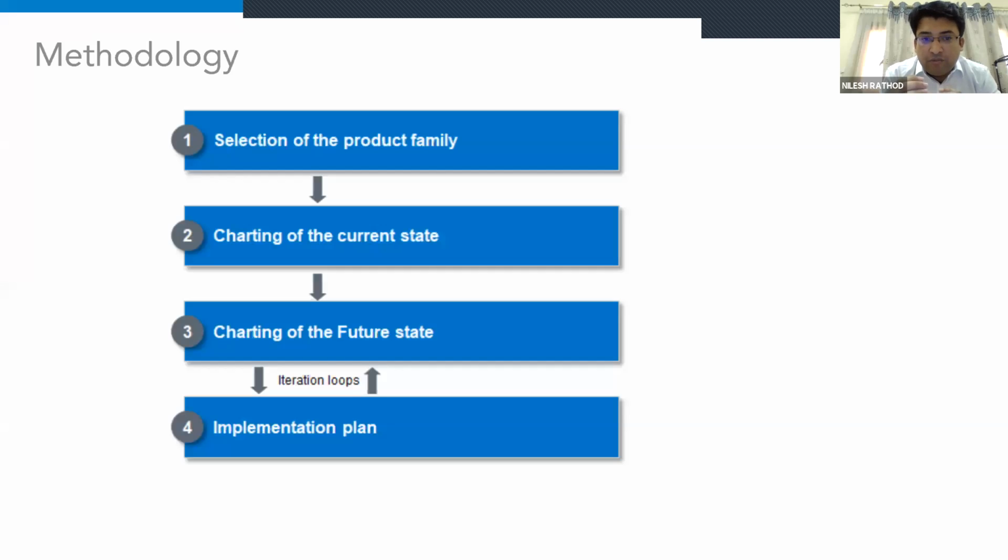Fourth, in moving from current state to future state, there are so many opportunities, so many gaps, so much wastage, so many non-value added activities. So you have to identify these, and in step 4 you have to implement how these gaps can be bridged. You have to implement the solution for that. So these are the 4-step methodology, and it is very important that you follow all the stages step by step.